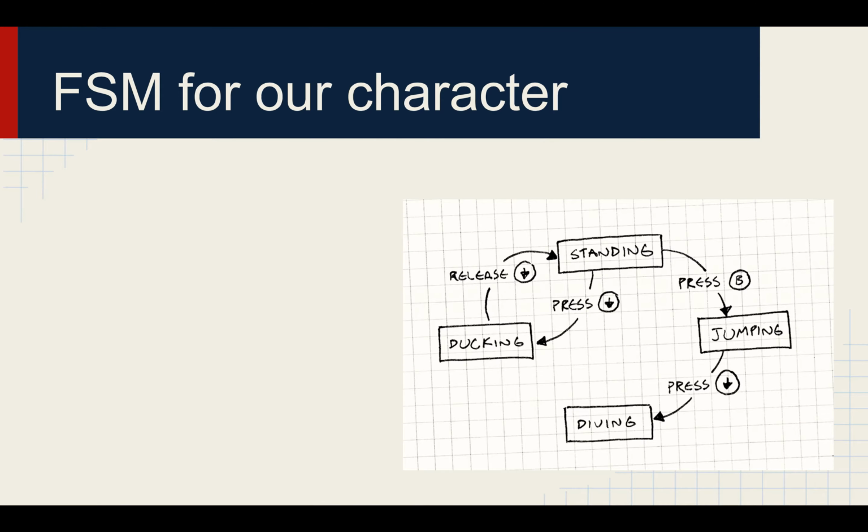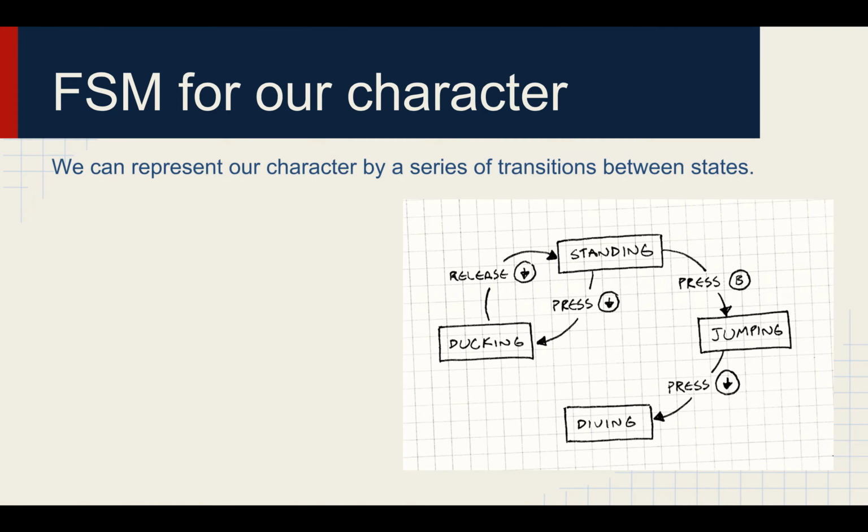But how does this apply to Mario? How does this apply to our character? So essentially, we can represent our character by a series of transitions between states. The states could be several things. In this example over here, each of the states is a movement or an action for our character. Or they could perform tasks like opening a door or transitioning between worlds.